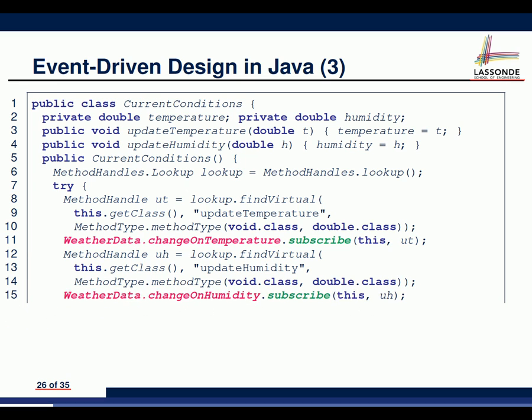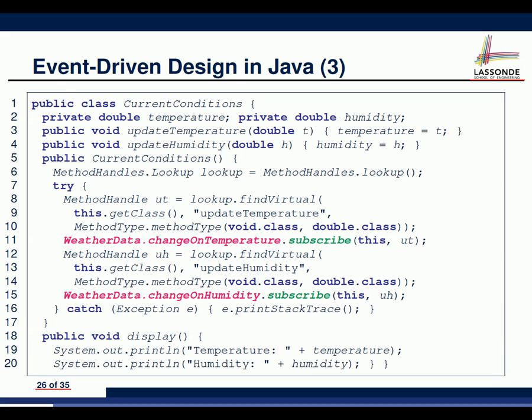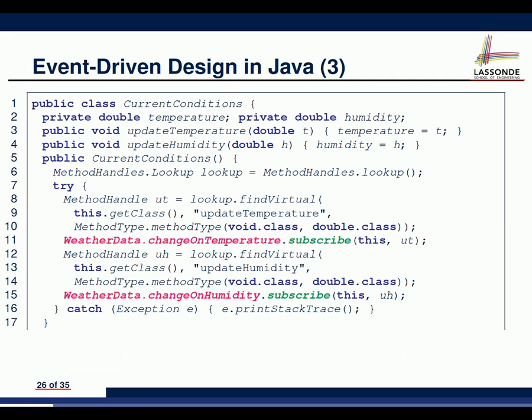So you can see, in order to do two subscriptions over there, in line number 11 and line number 15, this is the amount of code you have to write. Also you can get display. Any questions until now? Okay, let's see.